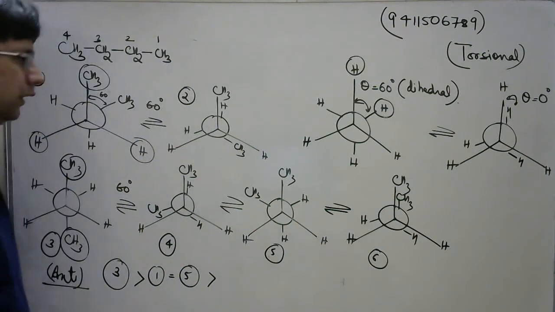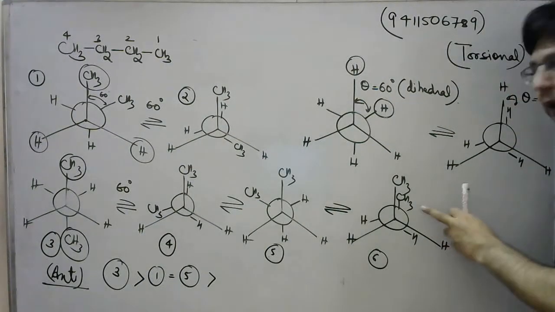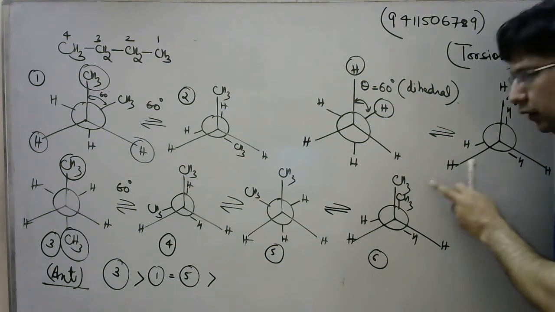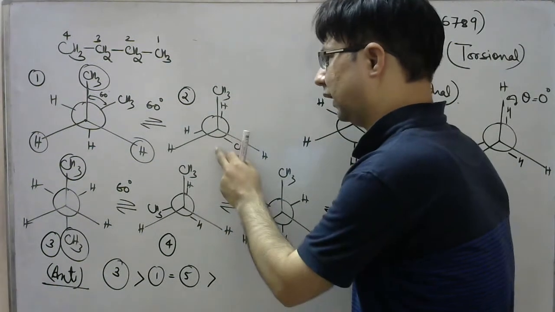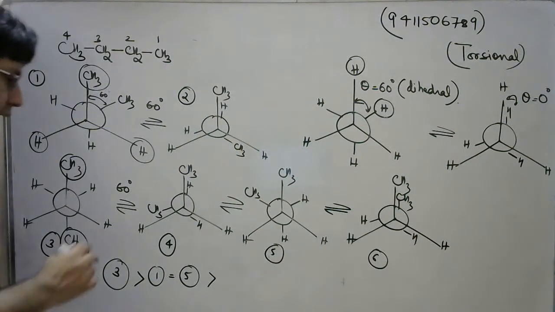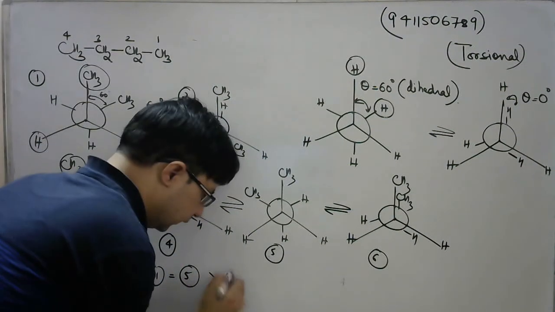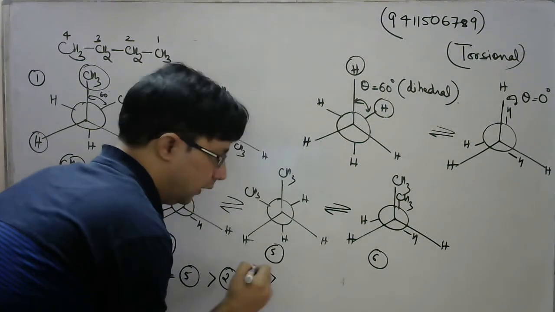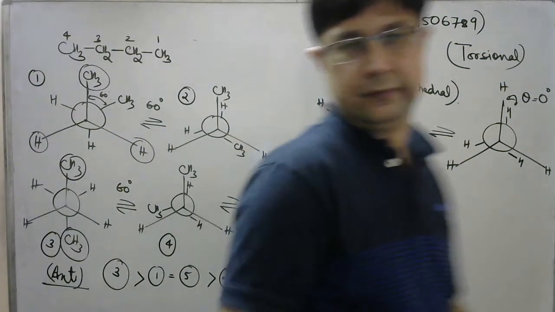After that, if we consider the second, the fourth, and the sixth form, it can be seen that there will be maximum torsional strain in the sixth form, as it is the perfectly eclipsed conformer of n-butane. But the fourth form and the second form are said to be partially eclipsed forms of the molecule. So we can say third is most stable, followed by first and fifth. After that, the second structure is equal in stability to the fourth structure, and which is the least stable conformer? That is the sixth one. I think it is clear?